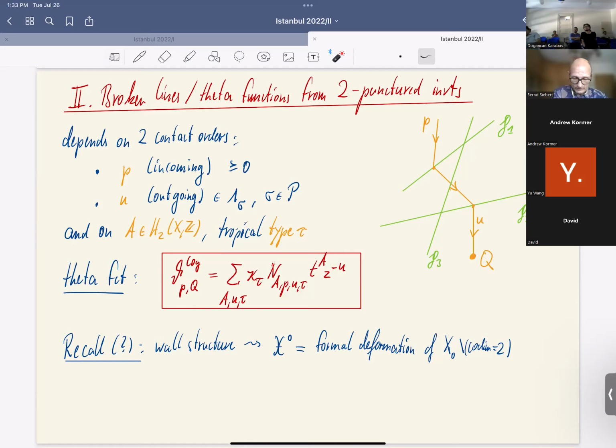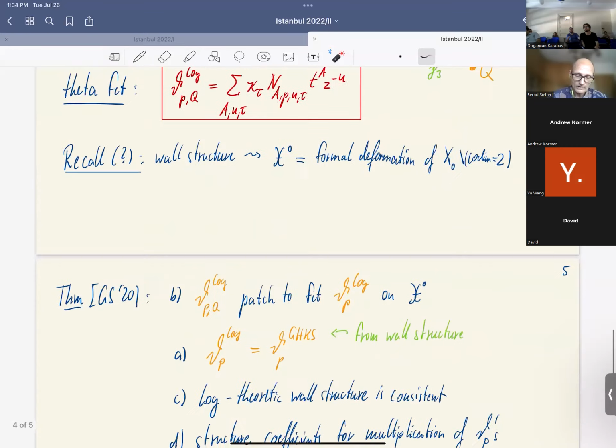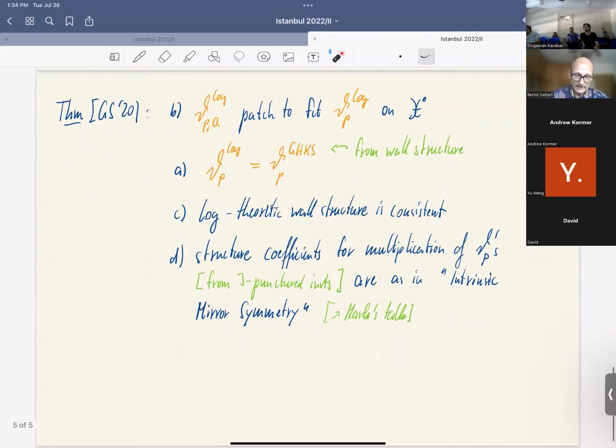And then this is the thing I said I want you to take on faith, or if you don't know it already, that the wall structure gives you a formal deformation, curly X0, of the complement of the codimension 2 locus of the central fiber that you construct from the geometry, from the topology of your B or the P, this polyhedral decomposition. And that's my last slide.